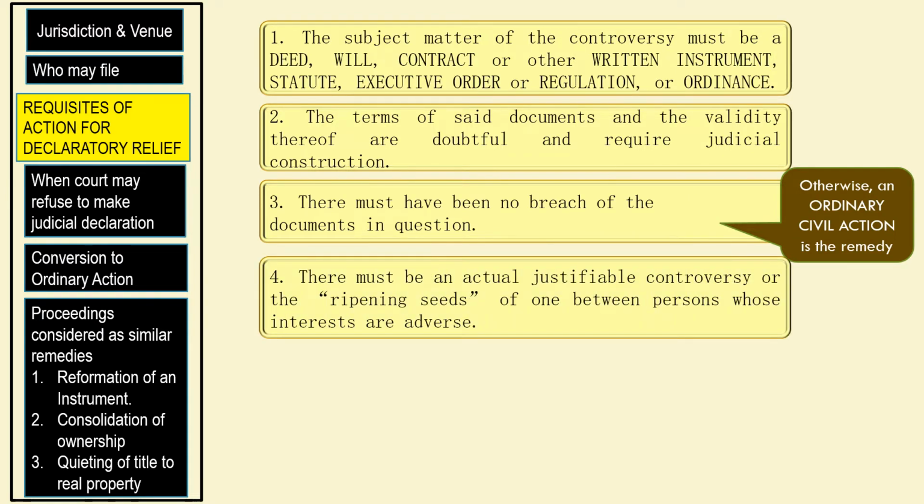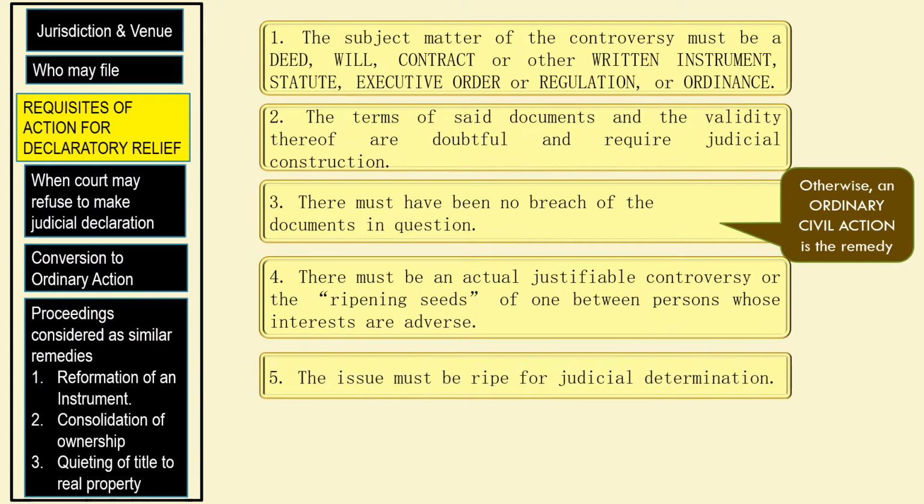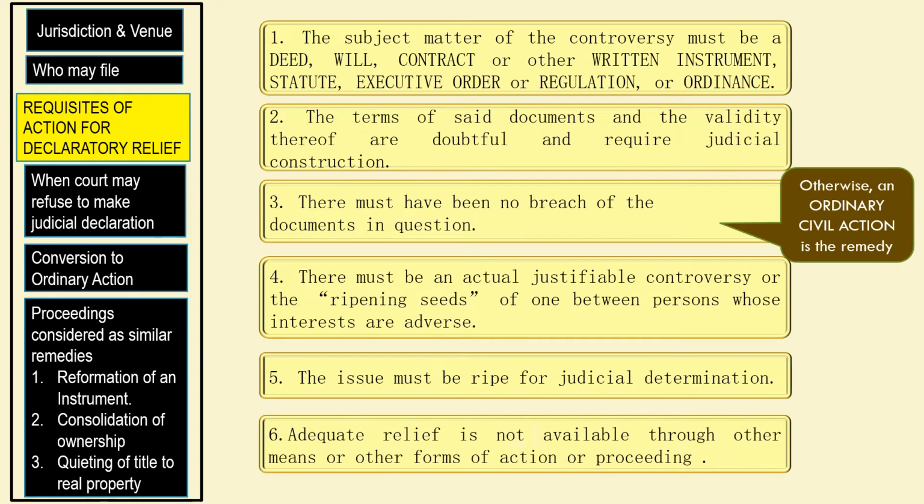Number 4, there must be an actual justifiable controversy or the ripening seeds of one between persons whose interests are adverse. Number 5 is that the issue must be ripe for judicial determination, and last is that no other adequate relief is available through other means or other forms of action or proceeding.